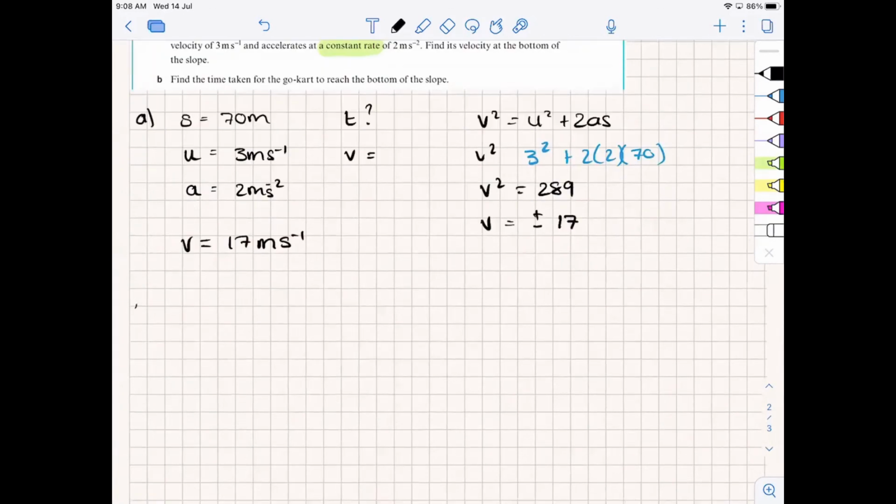Right, let's quickly do part B before the time runs out. Find the time taken for the go-kart to reach the bottom of the slope. So we have 2 ways we can try to solve this. One, we can use the information we got from the previous answer. Alternatively, because we sometimes wonder, maybe I mucked things up and didn't get the first part of the question right, let me quickly restate the information that I have.